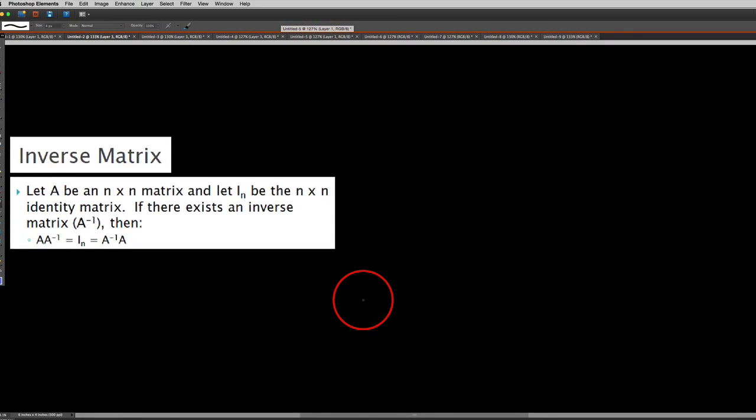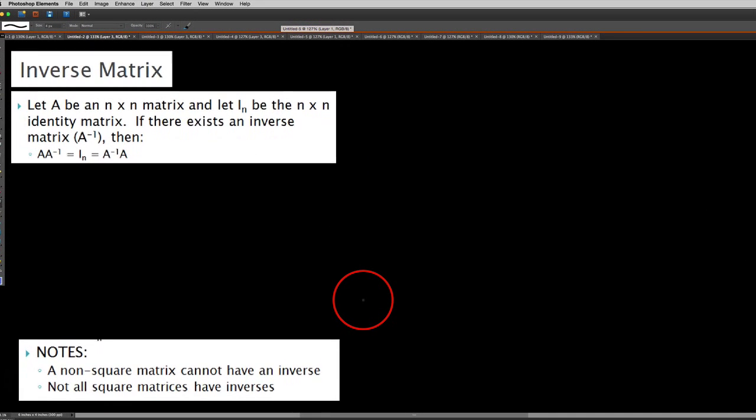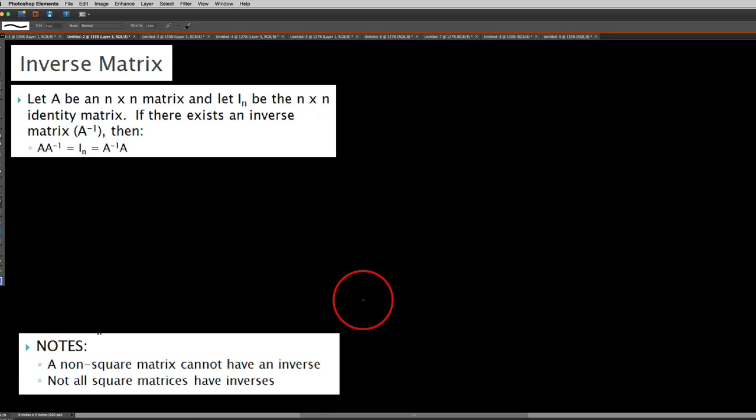Okay, YouTube, in this video we're going to focus on the inverse of a square matrix. Okay, and so let's go ahead and start with our definition here. We say let A be an n by n matrix. So the first thing we want to write here is this: A must be square. That is to say that we have to have as many rows as we have columns in this matrix in order for an inverse to exist.